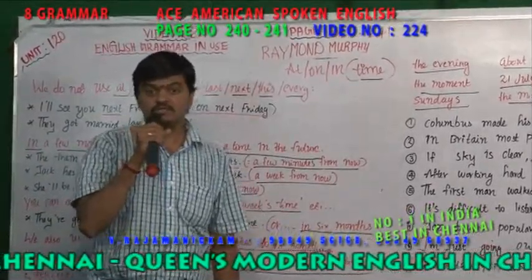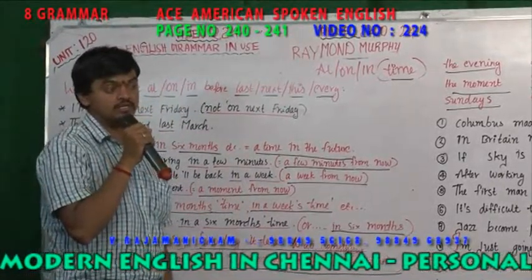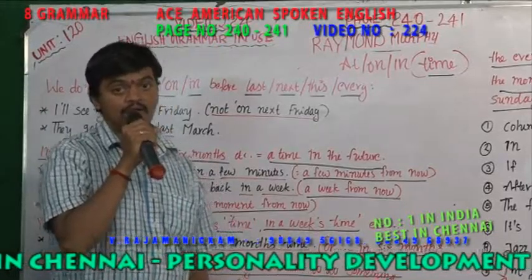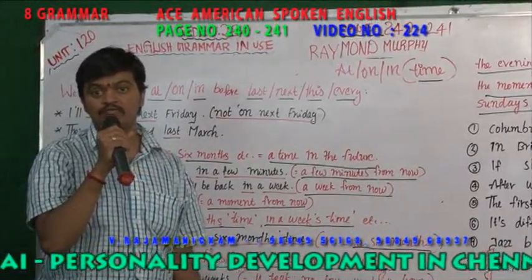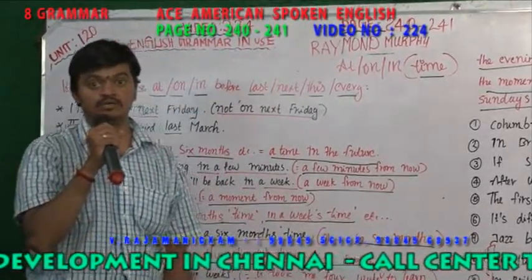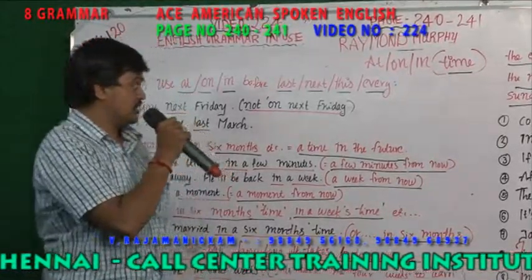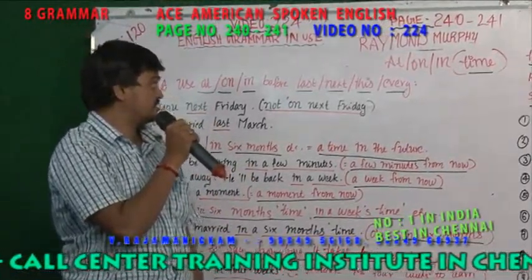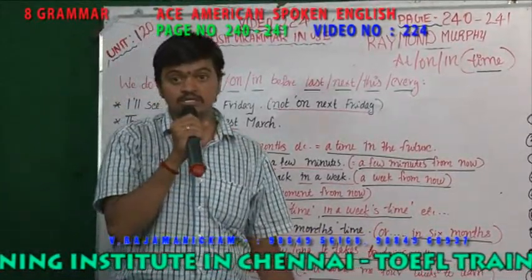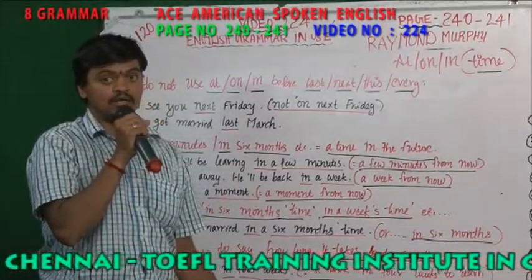Good evening, friends. Today we learned about time prepositions and place prepositions, like in, at, and on. Here we learned where we should use and where we should not use these prepositions. First, where we should not use them: before the words last, next, this, and every, we should not use the prepositions at, on, and in.